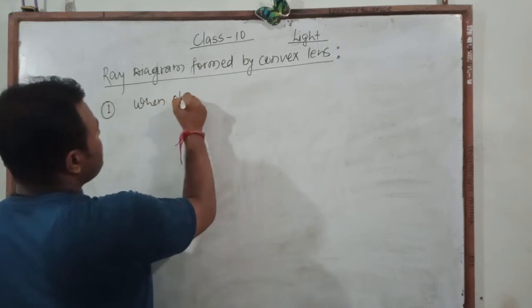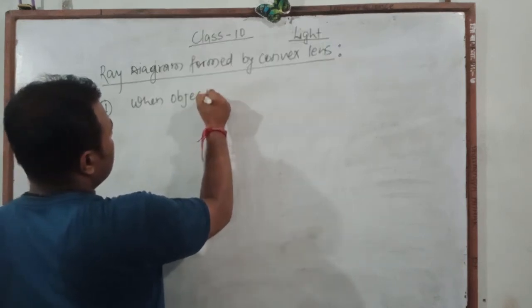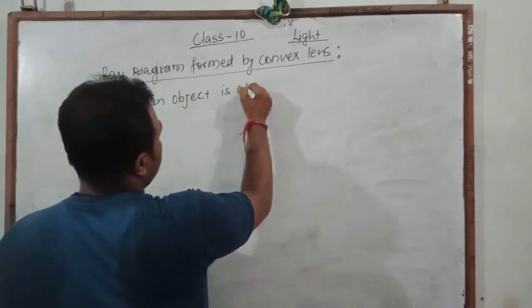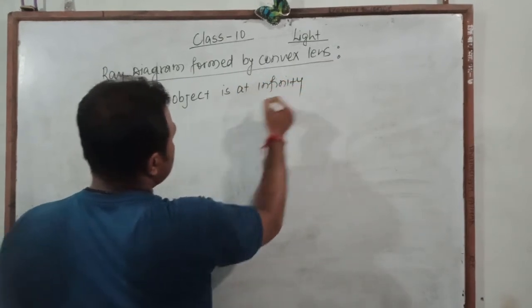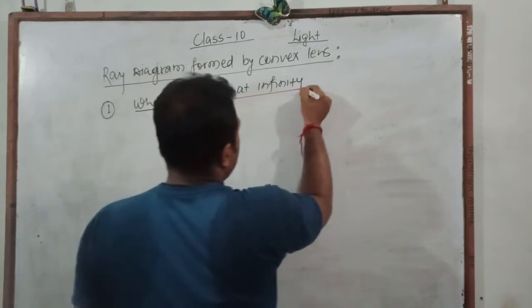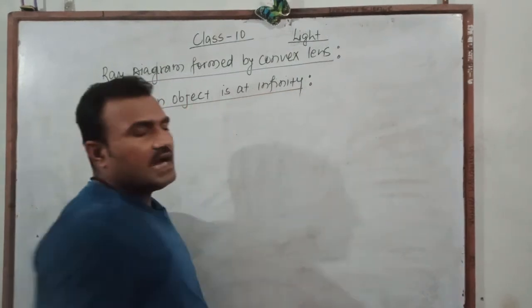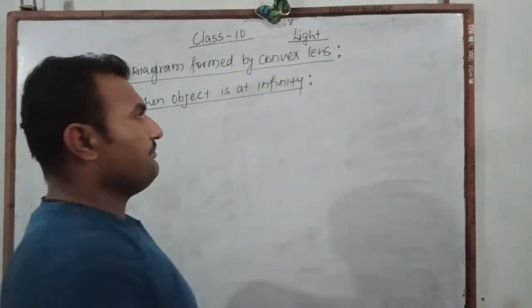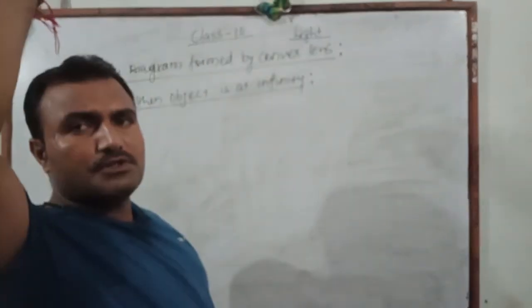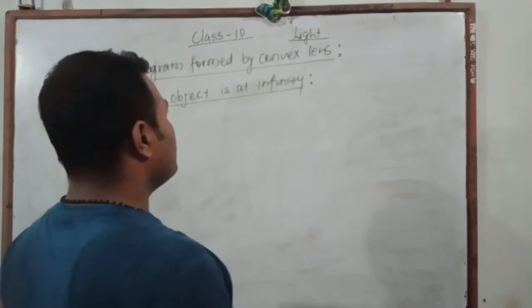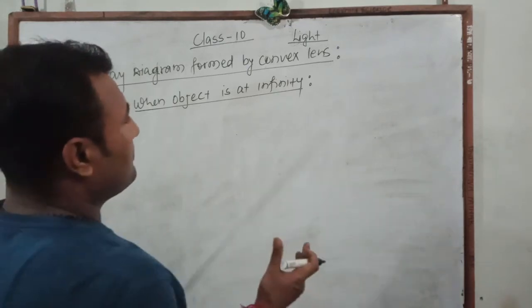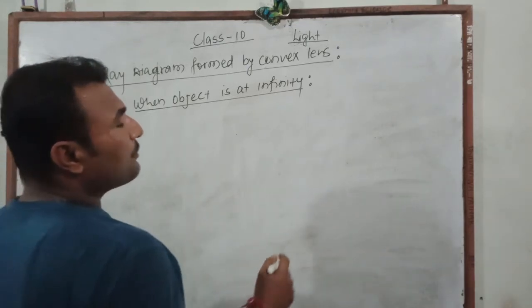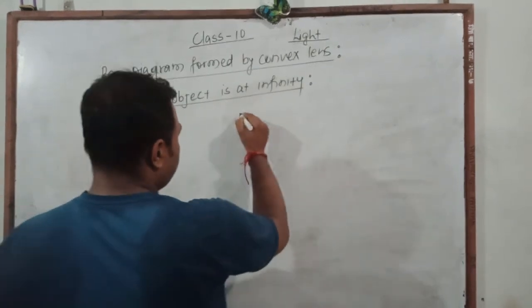At first we describe when the object is at infinity. Infinity means the distance of the object can't be measured, it is unknown or infinitely distant. In that condition, at first we draw a convex lens with the help of a compass.